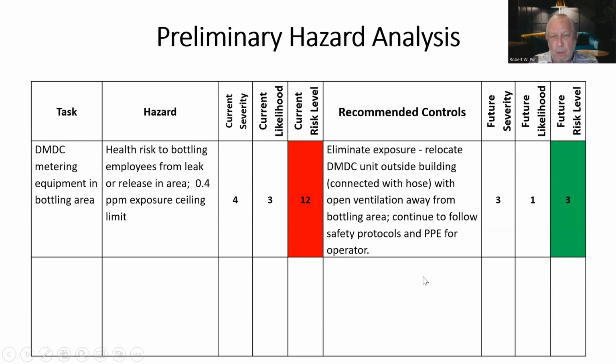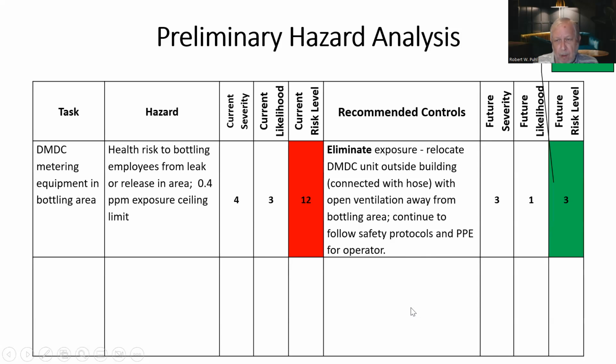Here's what they did, recommended controls. Eliminate the exposure. Relocate the dispensing unit outside the building and connect it with hose or piping to where they need it, with open ventilation away from the bottling area. Continue to follow safety protocols and PPE for the operator. And they got that down to a future severity of 3 and a future likelihood of only 1. So they got that down to a 3. And what do they call that? They call that 75% reduction.